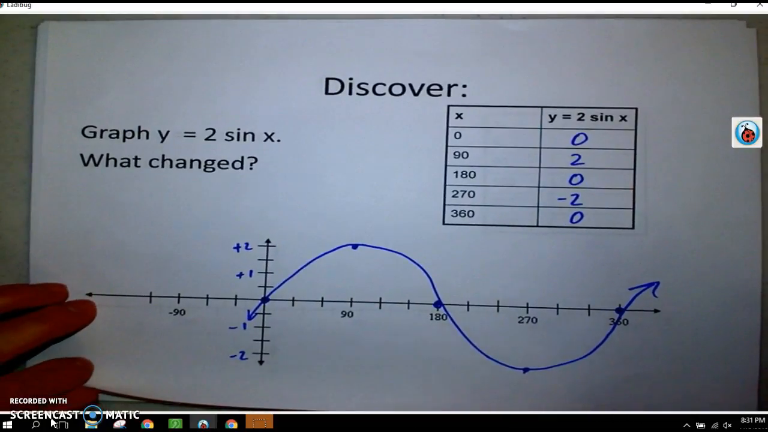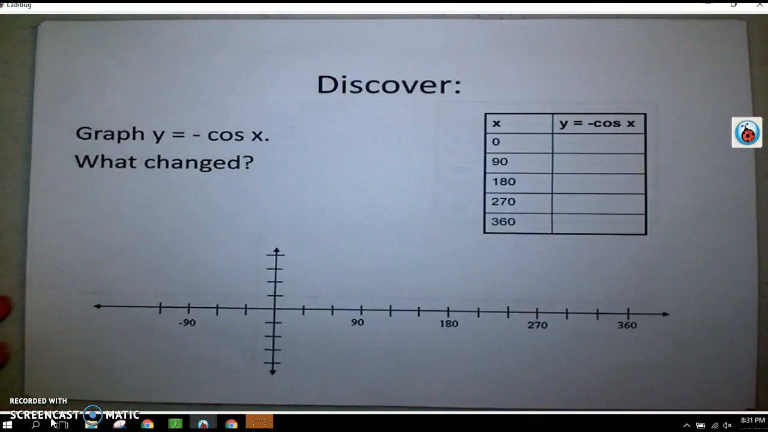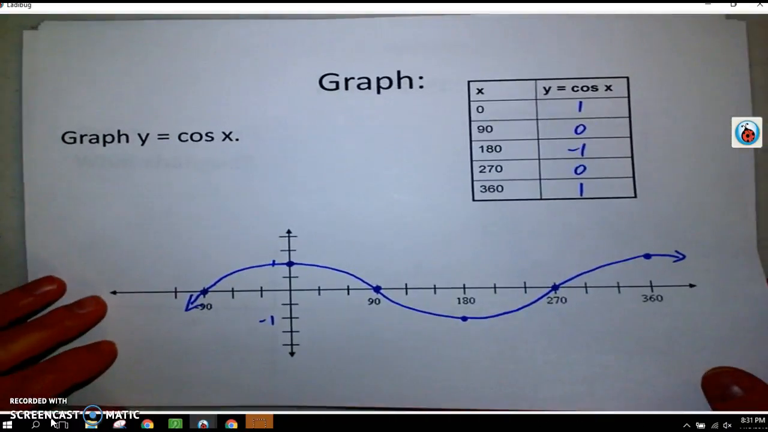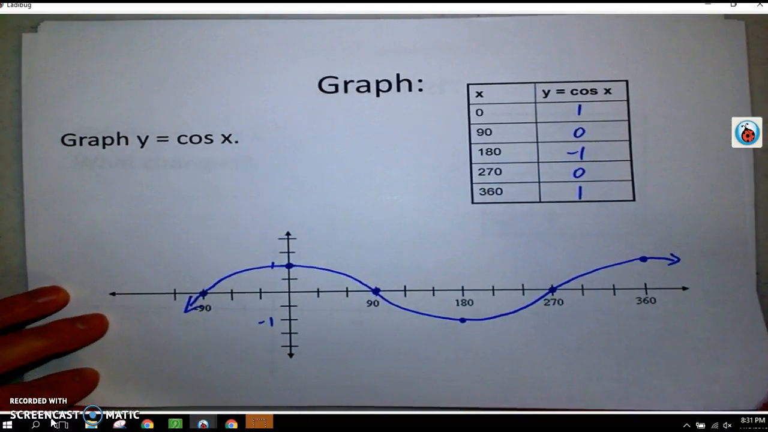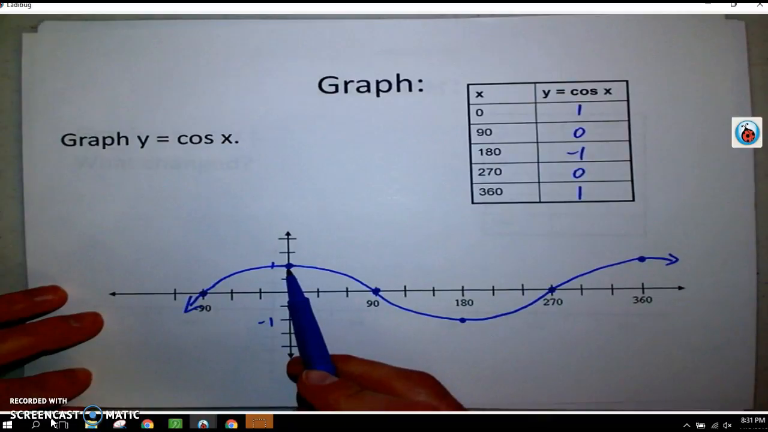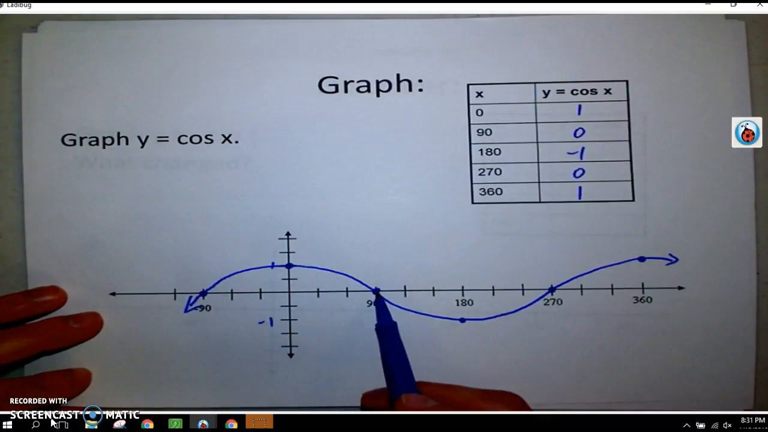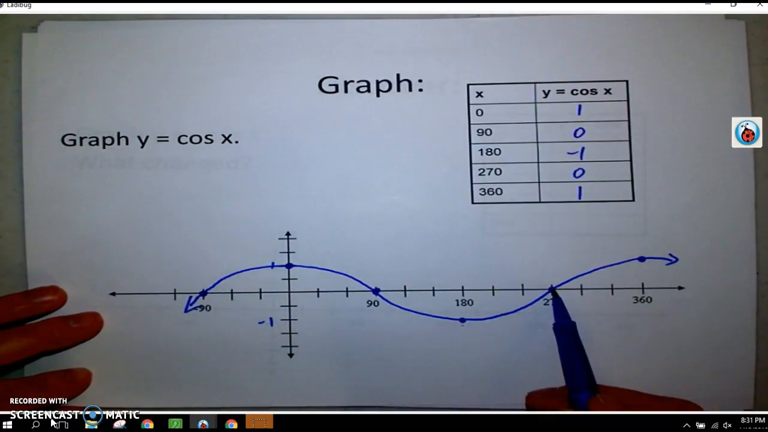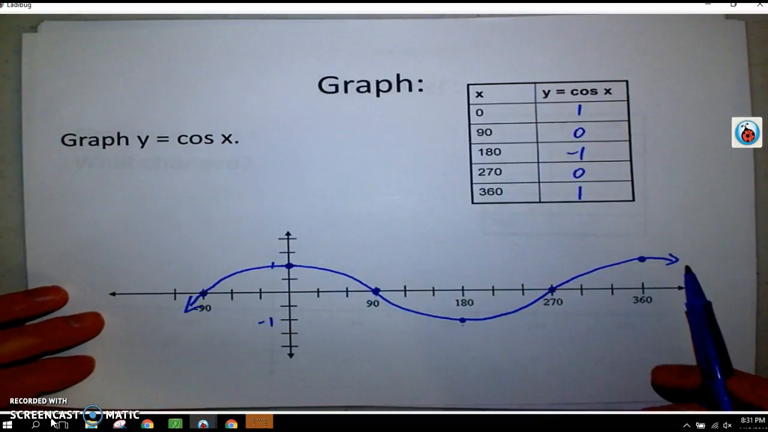So let's take a look at another one here. Let's take a look at negative cosine of x. So this is going to be related to our parent function for cosine. And if we bring that up for reference, something that we should be very familiar with by now: 0, 1, 90, 0, 180, negative 1, 270, 0, and 360, 1.